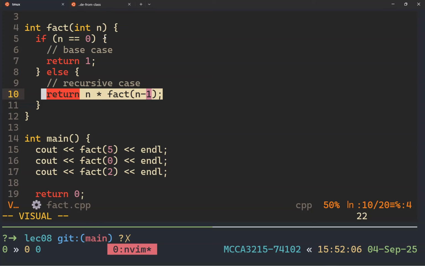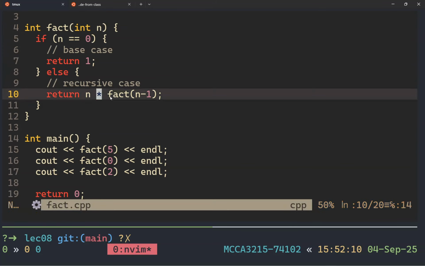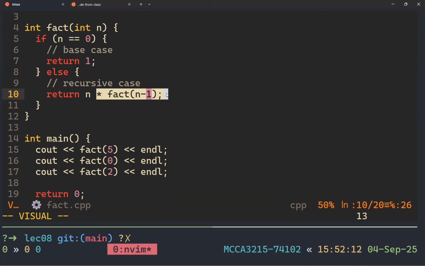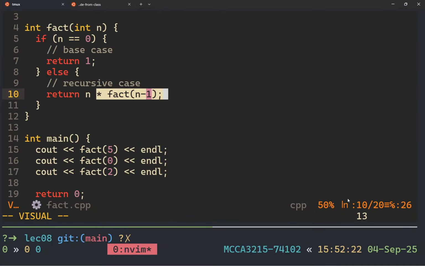Fact of 1, again, 1 is not 0, so we hit the else case. It's going to return its 1 times fact of 0. So it goes and asks fact of 0, hey, what is your answer? It's going to call and wait on that line again. So everybody except for fact of 0 now is waiting on that same line for the person above them, that smaller factorial, because only once it gets it back does it have an answer to do multiplication with and then return, right?